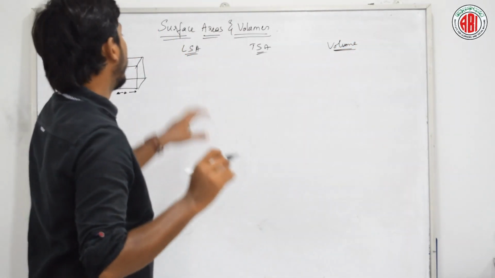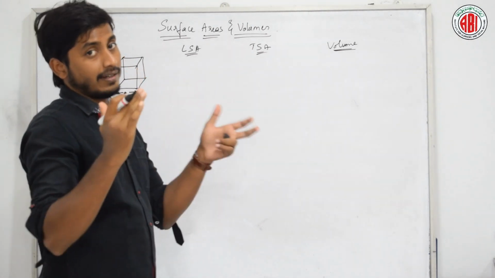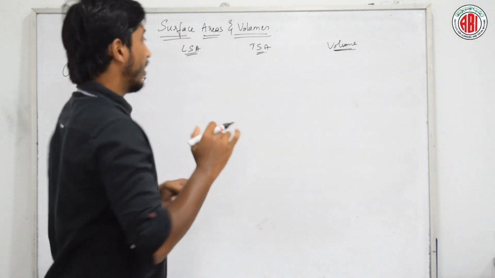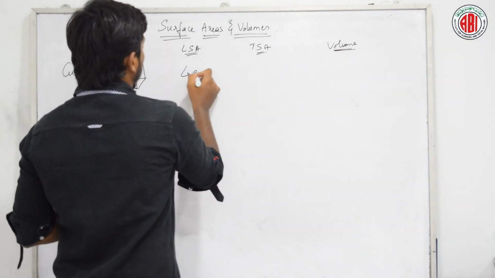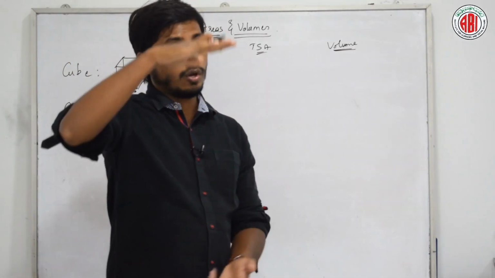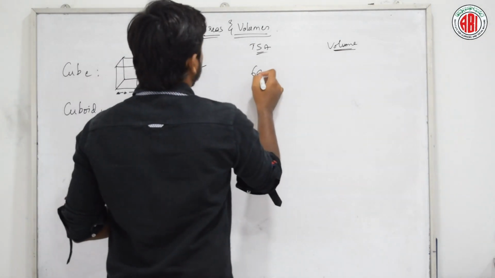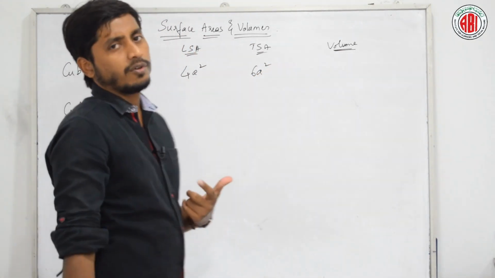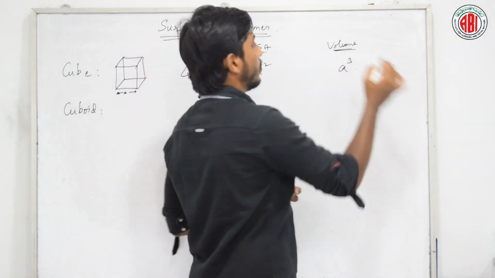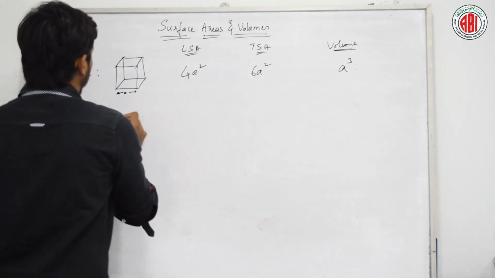Tell me, what is the LSA of a cube? It has 4 lateral sides, and each side is a square, therefore it will be 4a square. What about TSA? There are 4 sides and we have to include top and bottom, that is, totally 6 faces. It will be 6a square. What about volume? All sides are equal, therefore it is a cube. Is it fine? Nice.